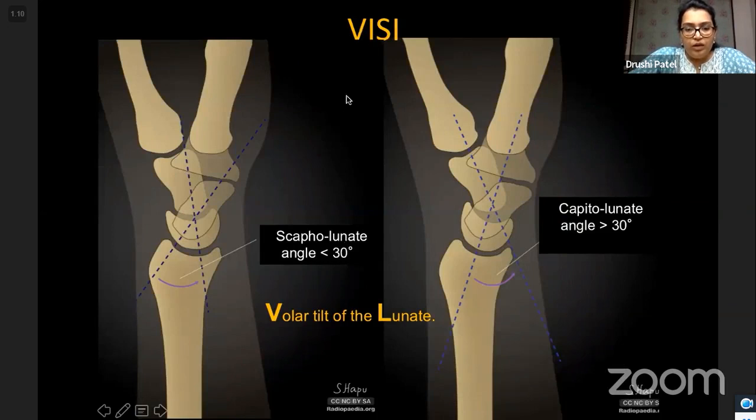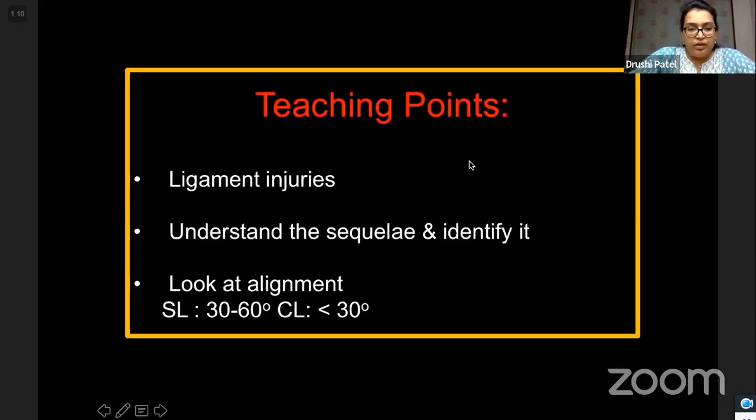So to remember volar tilt of lunate, it is the lunate axis that we are looking at to decide whether it's a DISI or a VISI, wherein the scapholunate angle reduces and the capitolunate angle increases. So we need to understand the ligament injuries and the sequelae that occur, like the scapholunate ligament tear causing dissociation and later on secondary osteoarthritic changes. Also, it is important to look at the alignment of the scapholunate and the capitolunate angle. When distorted, that is the simplest way to easily identify changes of DISI or VISI.